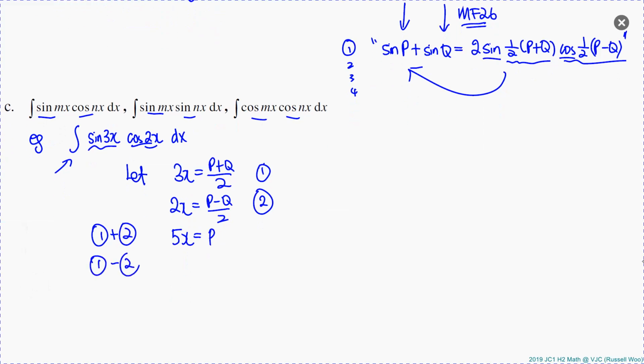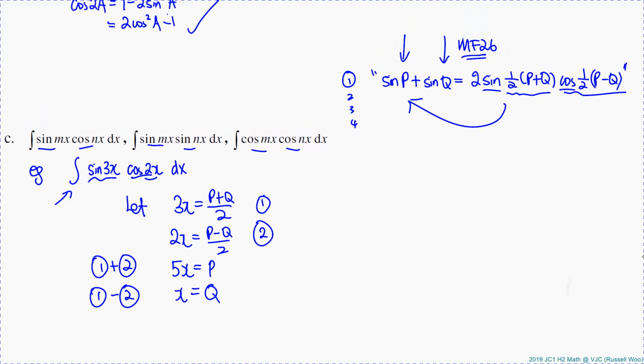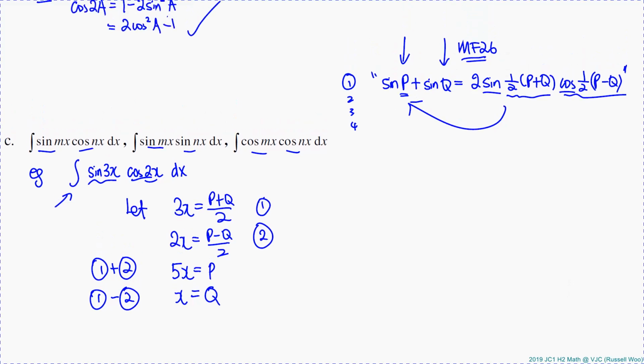Equation 1 minus equation 2. My x, this minus this, I'm left with... So actually, this one is just my 5x. This one is just my x. So I am able to rewrite this as half. Why is there a half? Because there's a 2 here. I divide both sides by 2. Then I get half sine p is 5x, plus sine q is my x.